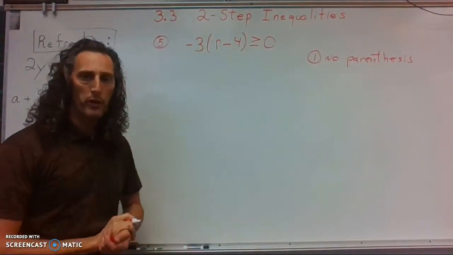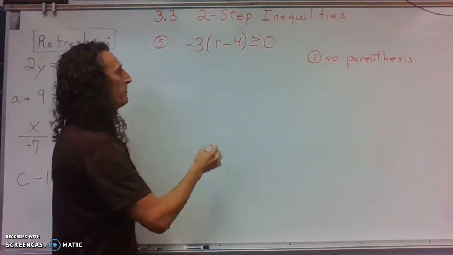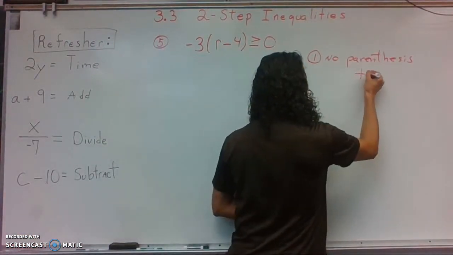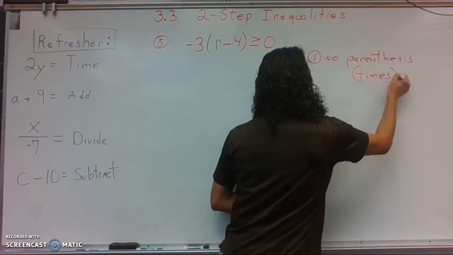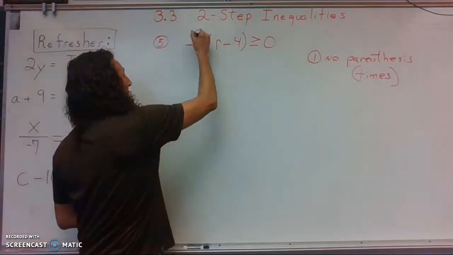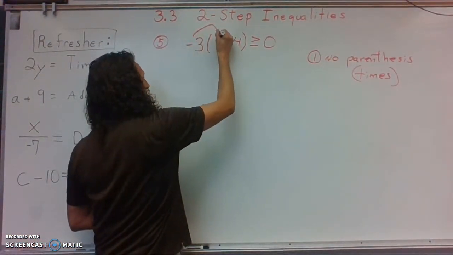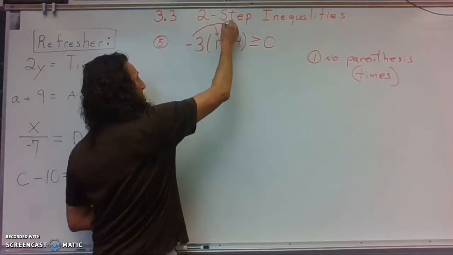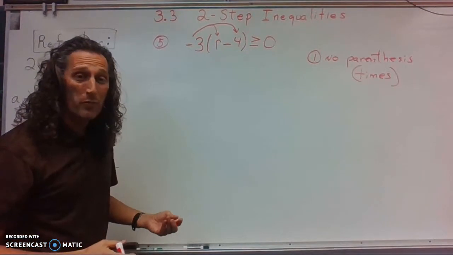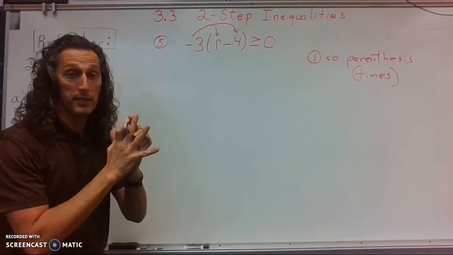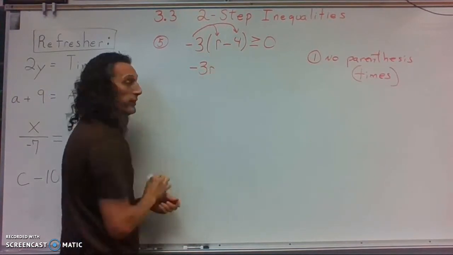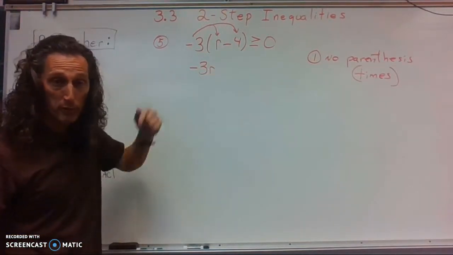Alright, so step 1, no parentheses. So how do we get rid of them? Remember, parentheses is times. I'll put that right here, times. So, there we go. Negative 3, that's what that is. It's not a minus 3, it's a negative 3. I'm going to go negative 3 times a letter of the alphabet. Just means put them together. So, negative 3r. See how easy that was? That's easier than what we're going to do next.